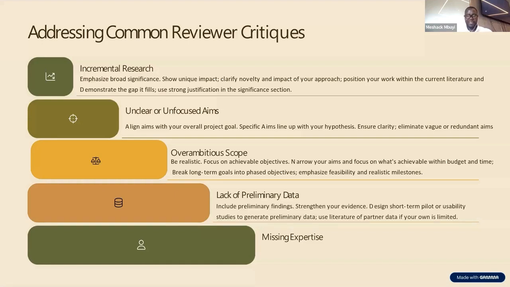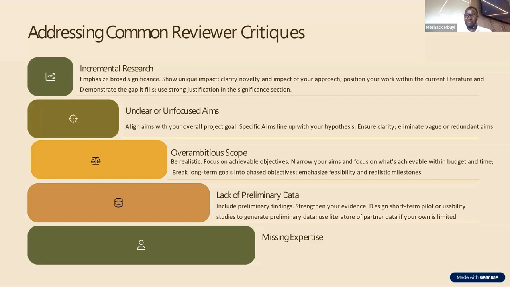If they say you lack preliminary data, you need to include preliminary findings. How do you include preliminary findings? First of all, you can strengthen the evidence, maybe even using existing and current literature. You can do a rapid assessment to get that preliminary data. You can also design short-term pilot or usability studies to generate preliminary data, but you can also use literature or partner data if your own is limited.